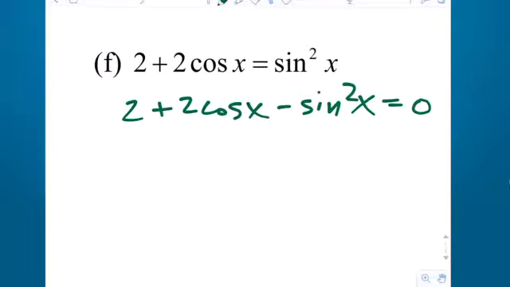They need to both be like x's. So what I need to do now is put the entire problem either in terms of cosine or sine. It doesn't matter which one. But if they're both in terms of sine or both in terms of cosine, I might be able to factor it. So what are your options?